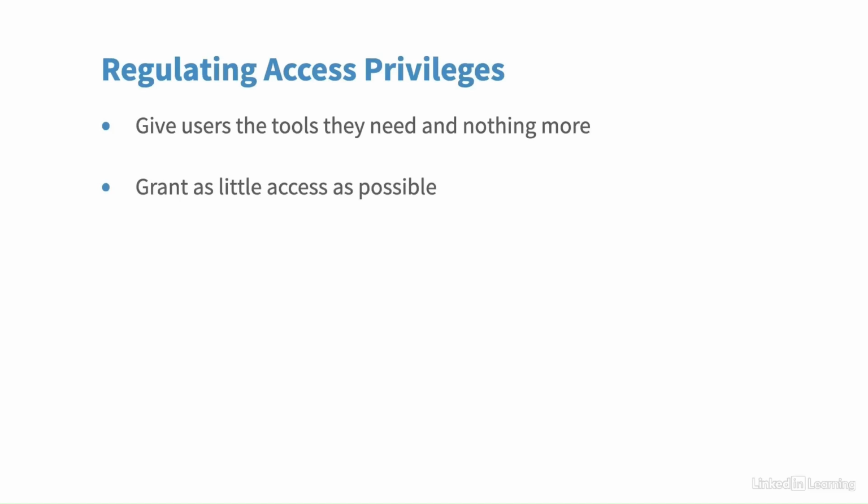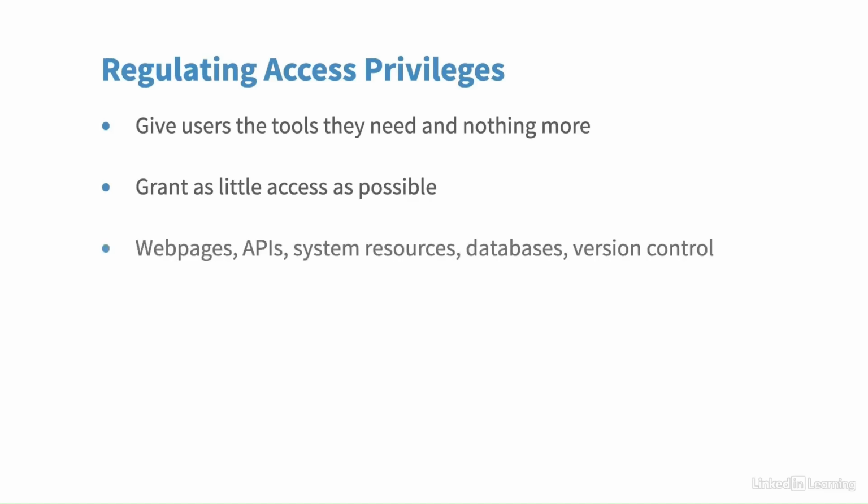If a user's job is to edit website text, then they shouldn't be able to browse a list of paying customers. Users in human resources should not be able to see accounting information, and users in accounting should not be able to see human resource information. The principle of least privilege can be applied to APIs, system resources, database access, and software version control too.